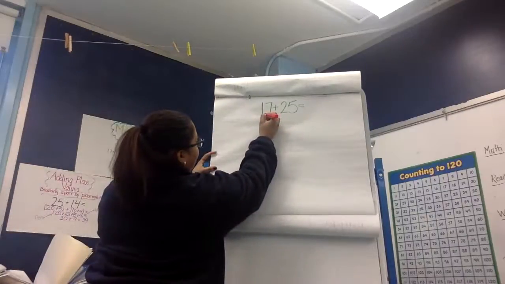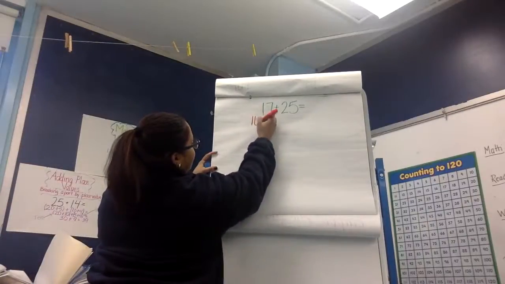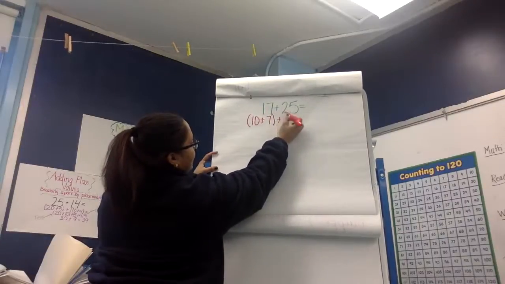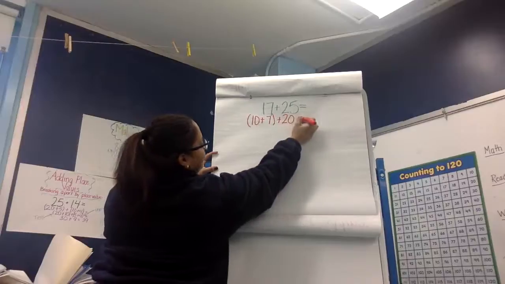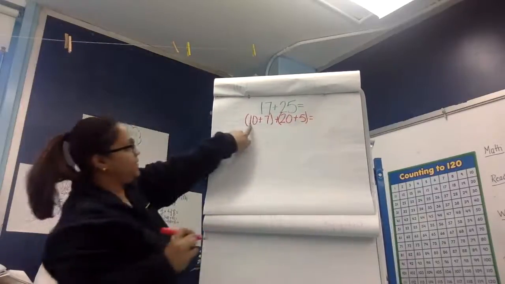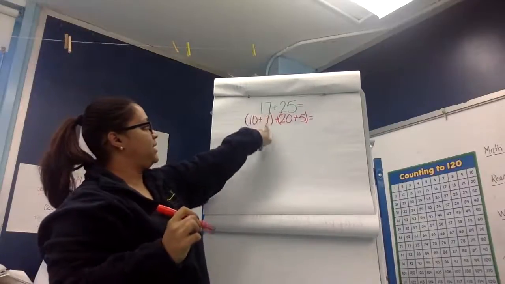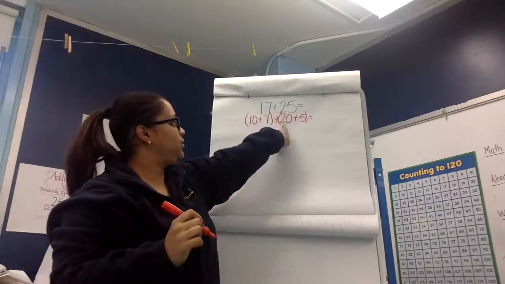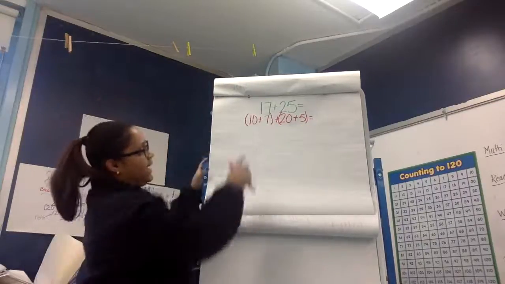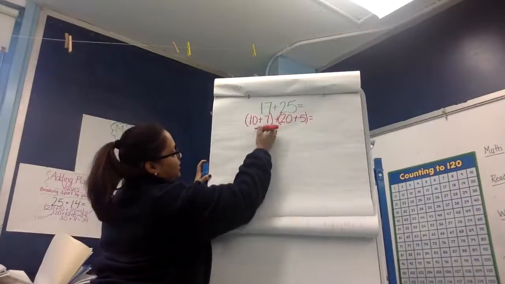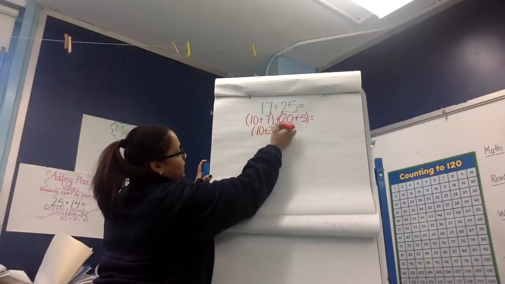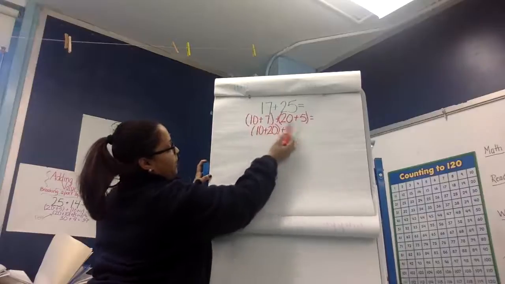I have 17, and that has tens and ones. So I have 1 ten and 7 ones. Here I have 2 tens and 5 ones. Next, I'm gonna add my tens together, 10 plus 20. And I'm gonna group my ones together.